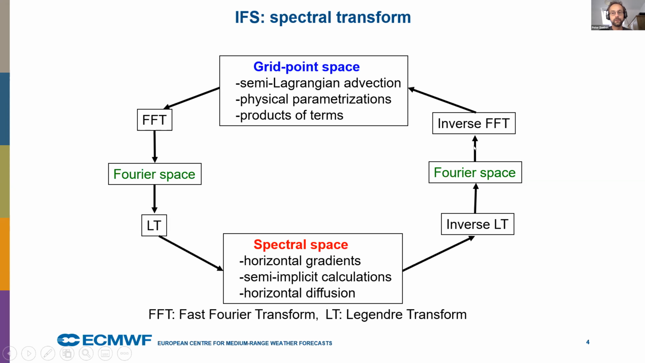And you keep those 2 worlds because you want to calculate semi-Lagrangian advection in the grid point space and the physical parameterization schemes in the vertical in the grid point space, but also nonlinear terms and the product of terms. However, you also want to calculate horizontal gradients in Fourier space, which basically comes for free. And you can also use semi-implicit calculation within spectral space, which is extremely efficient in that you work with very long time steps, but it's very computationally cheap. And finally, diffusion, for example, is also very cheap in spectral space.